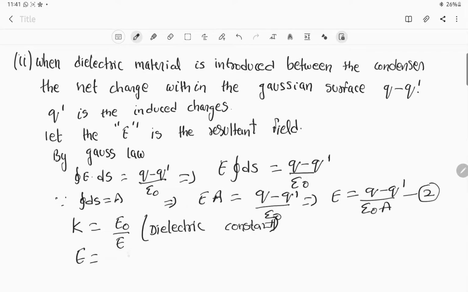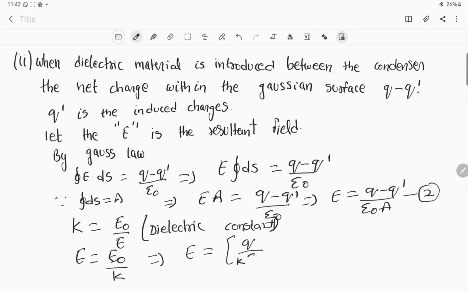Now, what is E? We need to calculate the electric field when the dielectric material is used. So E is equal to E naught by K. Clear? Now, you are aware of what E naught is, right? So what is E naught? E naught is nothing but Q by, K is already there.